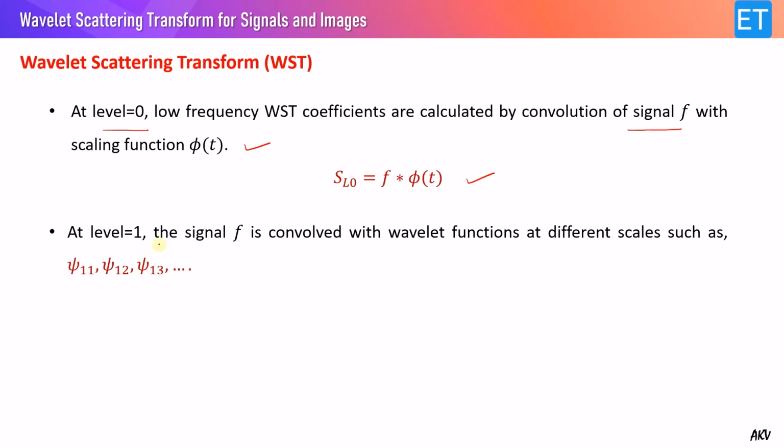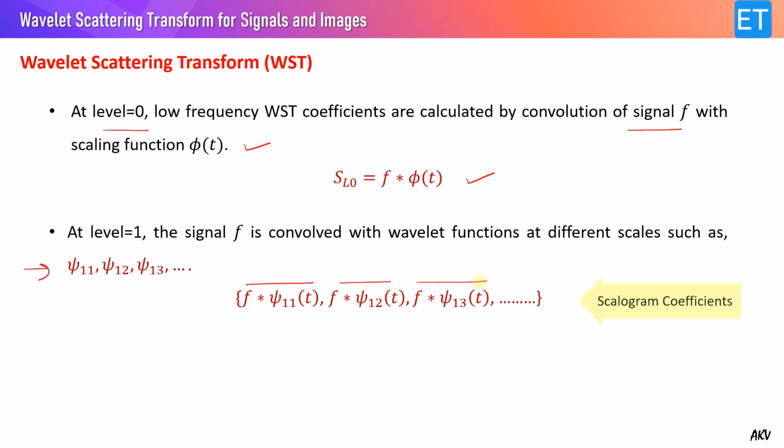And at level 1, the signal f is convolved with the wavelet functions at different scales. Wavelets of different frequencies, let's say psi 11, psi 12, psi 13, and others, depending on how many wavelets we choose for computing these coefficients. So here you can see f convolved with psi 11, f convolved with psi 12, and so on. This is just similar to what we find in the continuous wavelet transform, CWT. So these coefficients are known as the scalogram coefficients or simply the wavelet coefficients.